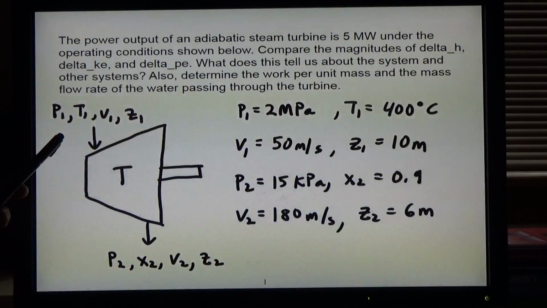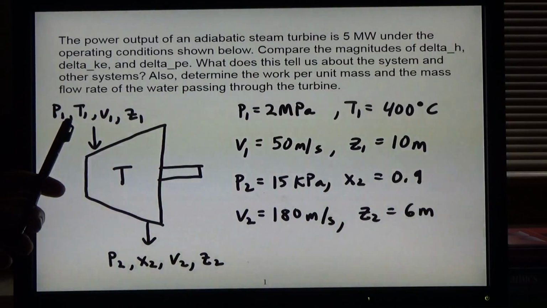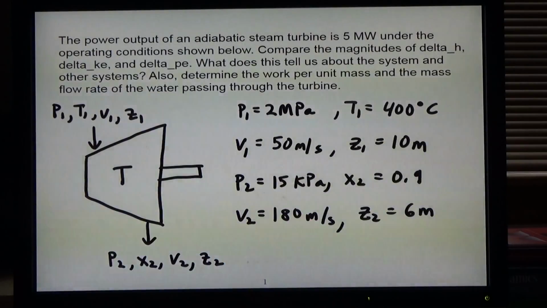We're given some properties at the inlet, some at the exit. At the inlet, we're given pressure, temperature, velocity, and elevation. At the exit, we're given pressure, quality, velocity, and elevation. So let's go ahead and set the problem up first thing.